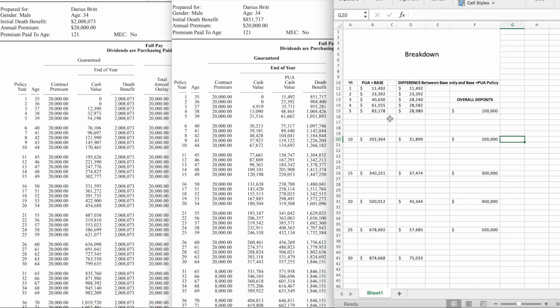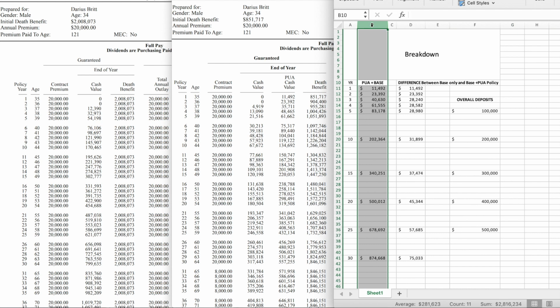So let me break out the Excel sheet really quickly, because I'm going to go side-by-side comparing these policies so that you understand what the numerical breakdown is. In this column here, column B, you'll notice that I have base plus PUA.